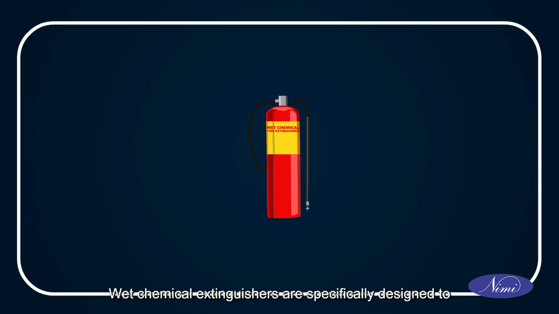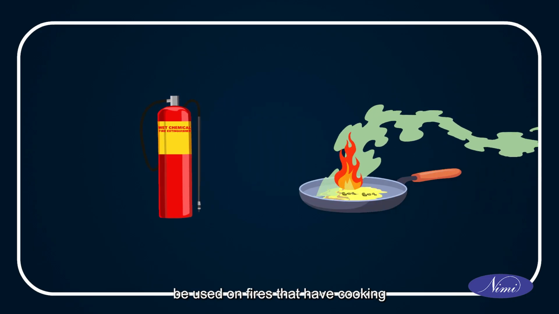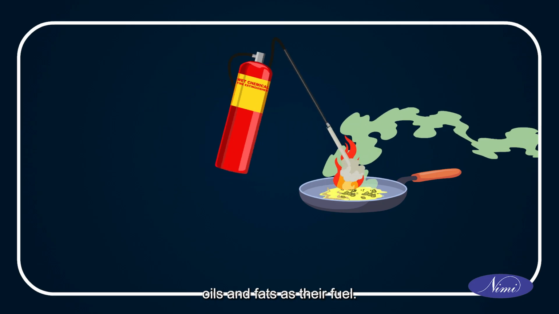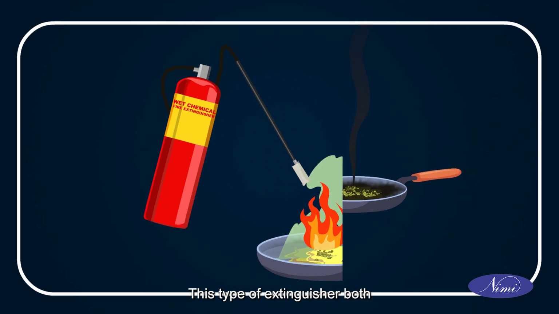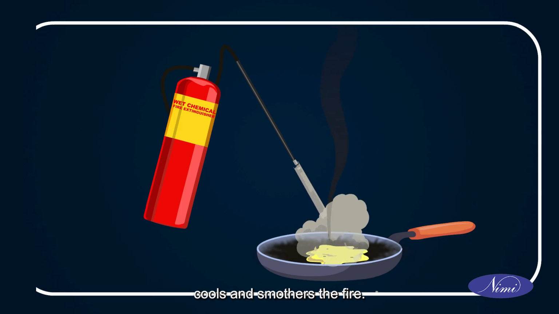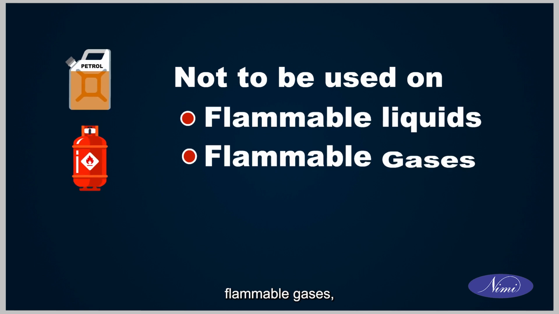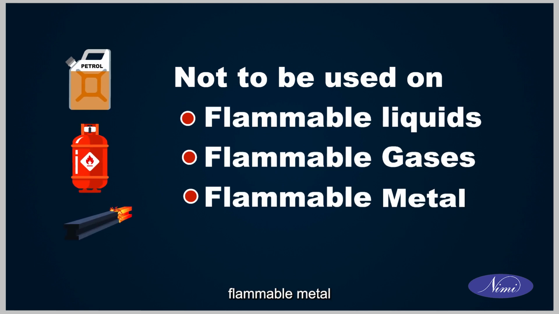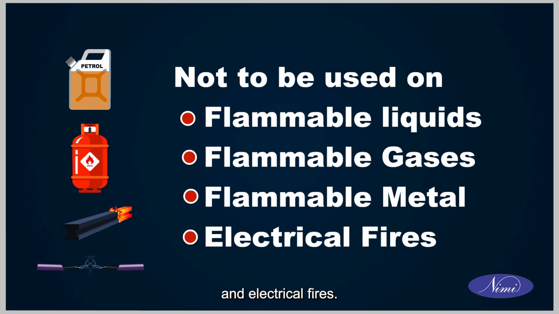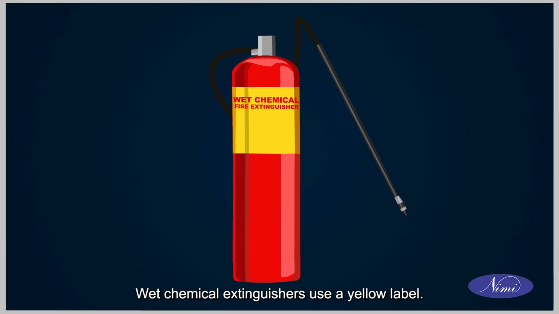Wet chemical extinguishers are specifically designed to be used on fires that have cooking oils and fats as their fuel. This type of extinguisher both cools and smothers the fire. This is not to be used on flammable liquids, flammable gases, flammable metal, and electrical fires. Wet chemical extinguishers use a yellow label.